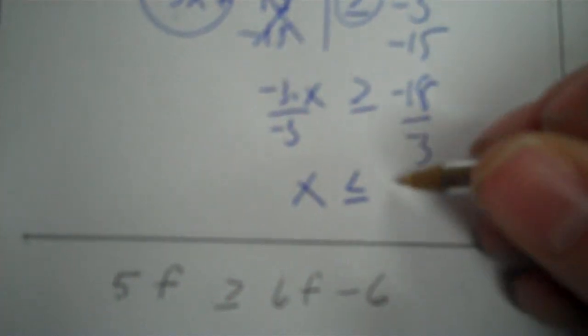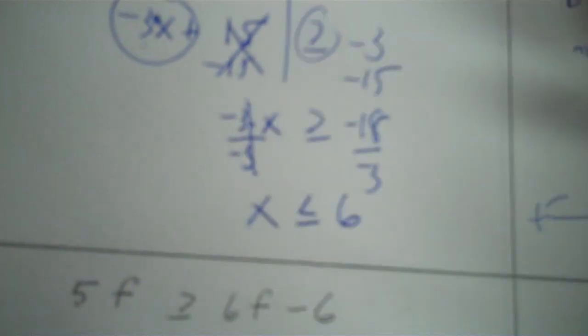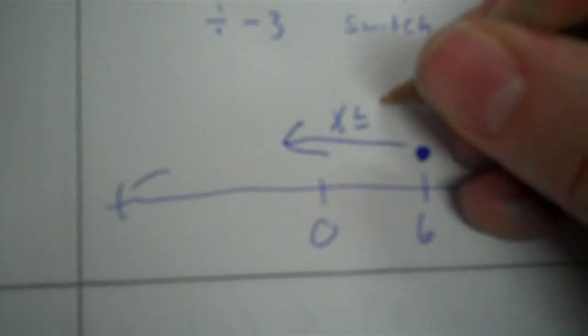So we have x and then 6. Okay, so the solution set starts with 6. You circle, you're going to close it. And then it's less than, so the x would be anything less than 6.